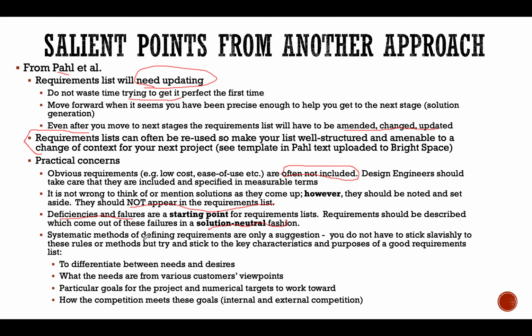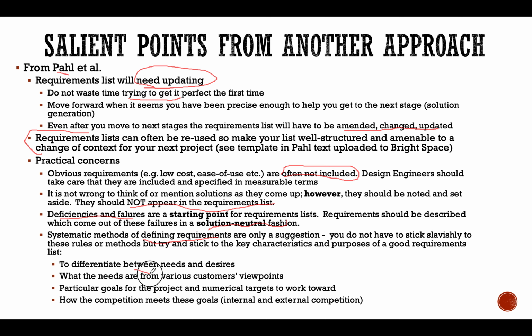Okay. So be careful, and that's why I didn't go on about the house of quality too much. Systematic methods of defining requirements are basically a suggestion. Okay, there's no perfect way of doing it. You can kind of get lost in the details, and I find the house of quality, for instance, is so complex, and you wonder what's the point of it. But you're trying to stick to the key characteristics of a good way of defining requirements.